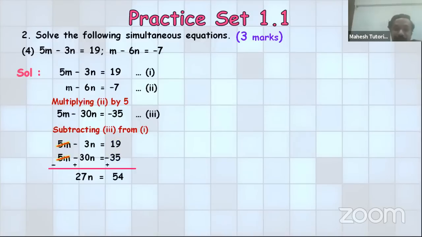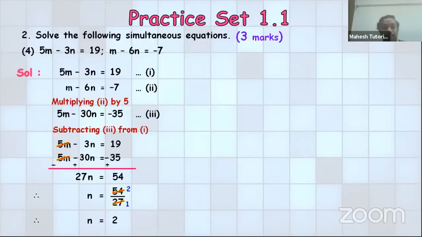All right, moving further. So next step may we have, therefore n is equal to 54 upon 27. Let us do the cancellation, students. 27 ones are, 27 twos are. Perfect. So we get the value of n. What is the value of n here, students? Very good. The value of n here is 2.